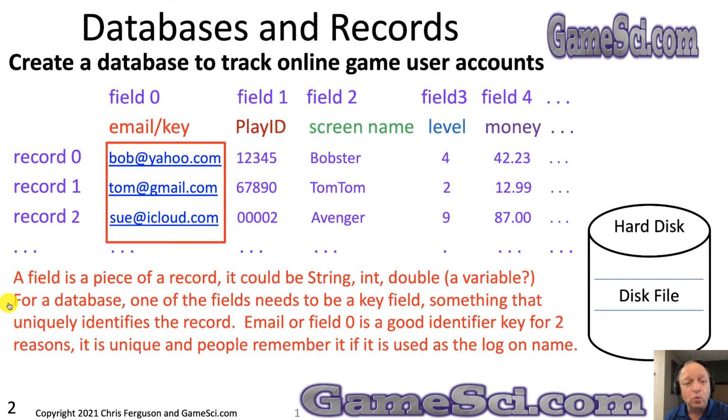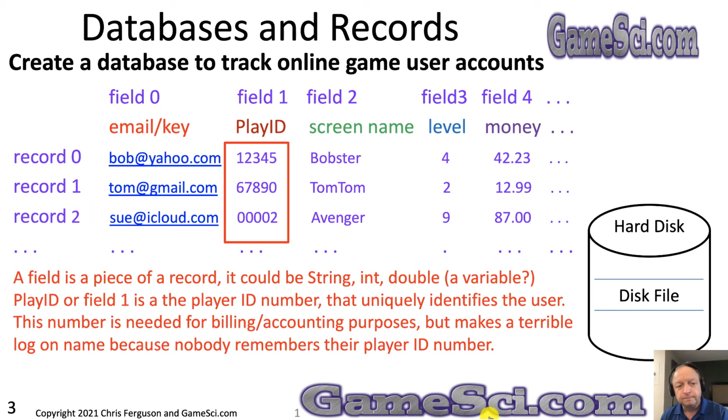For a database, one of the fields needs to be what's called a key field, something that uniquely identifies the record. Email, or field 0 right here, is a good identifier key for 2 reasons. Number 1, it's usually unique. Everybody has their own email address, and people remember their email address. If you use this as their logon name, they'll always remember what their logon name is.